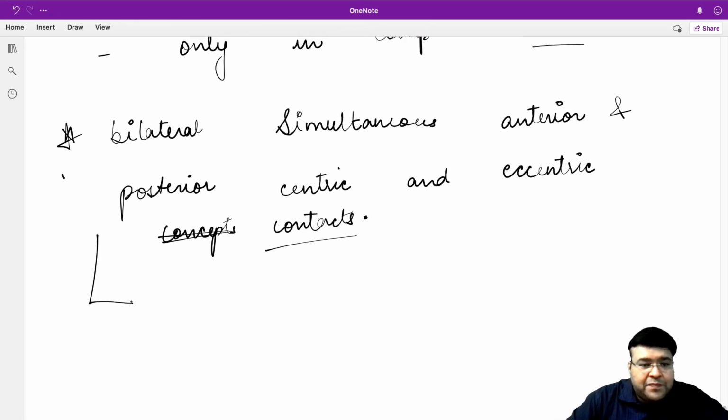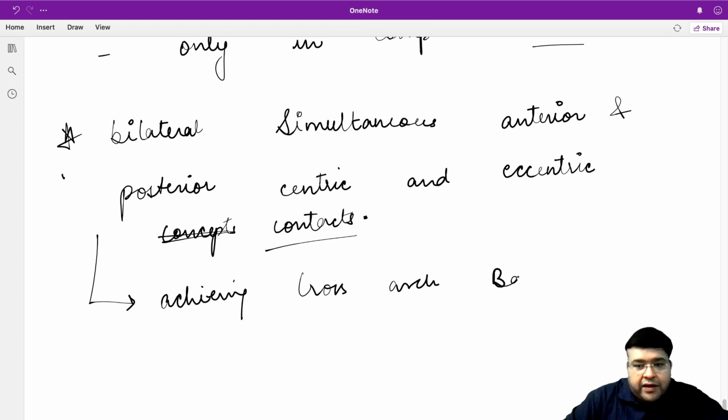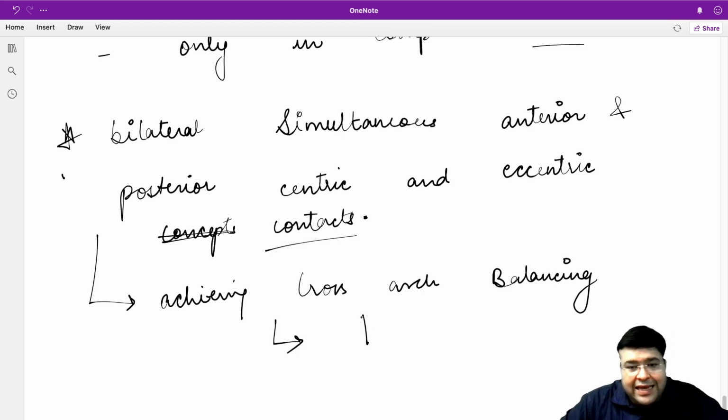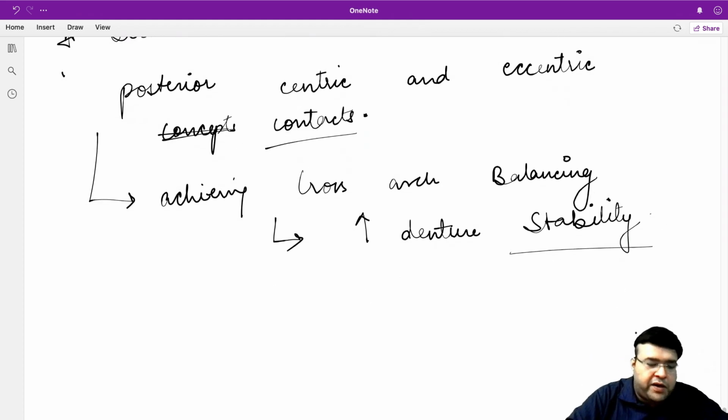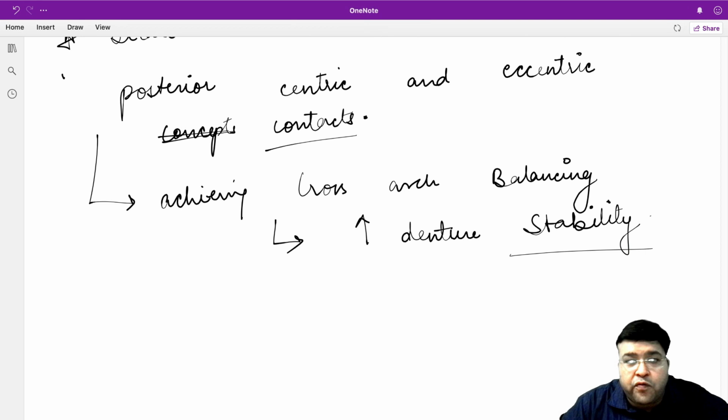So this helps us in achieving cross arch balancing, right? This cross arch balancing will basically increase the denture stability. Otherwise, with any kind of lateral movements, the denture is going to move out.